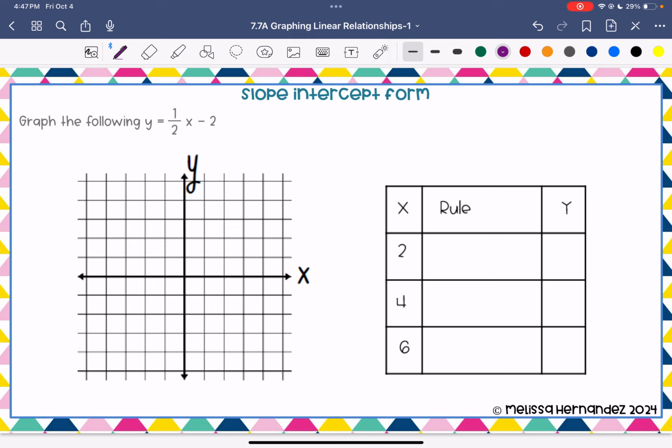So this is in slope intercept form. The half is my rate of change. And then negative 2, minus 2, in 7th grade, it's your initial value. All right, let's go ahead and get started.